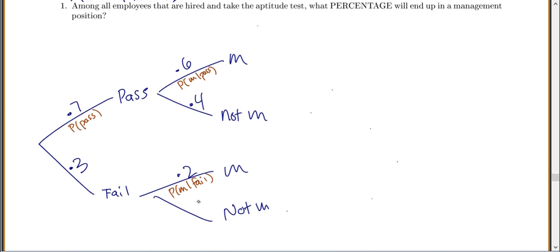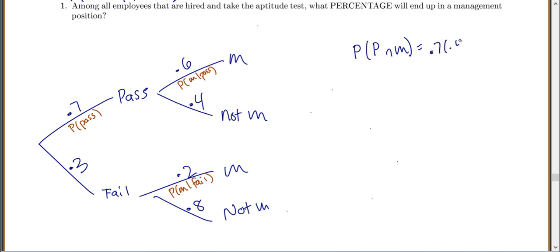And down here, if you fail, you have a 20% chance of being in management, and that means an 80% chance, or 0.8, of not being in management. So what you do is you draw your tree diagram, and then you find all of the intersections. If you want to find the probability of pass and management, you multiply these out, because the probability of management given pass times the probability of pass would be the probability of the intersection.